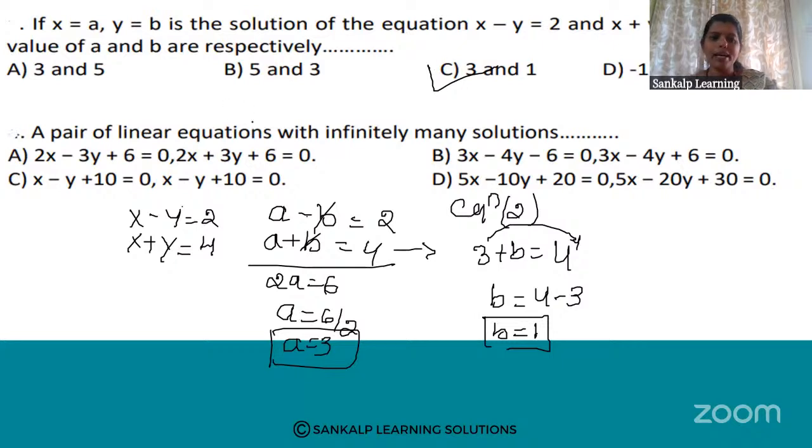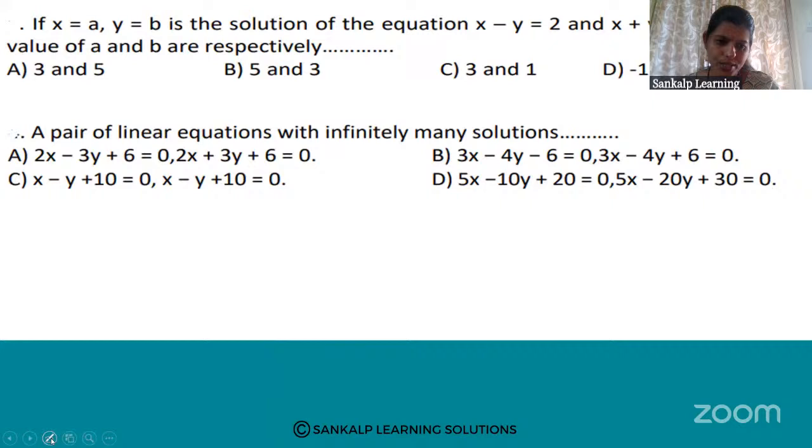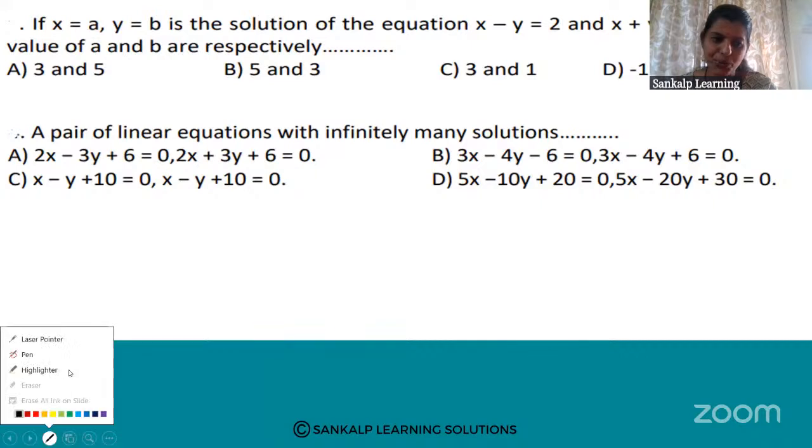Next. A pair of linear equations with infinitely many solutions. Yes, my dear children, when will you get infinitely many solutions? When two lines are coincident, at that time we will have infinitely many solutions. A pair of linear equations with infinitely many solutions: when the lines are parallel, no, not parallel, it is coincident, right?